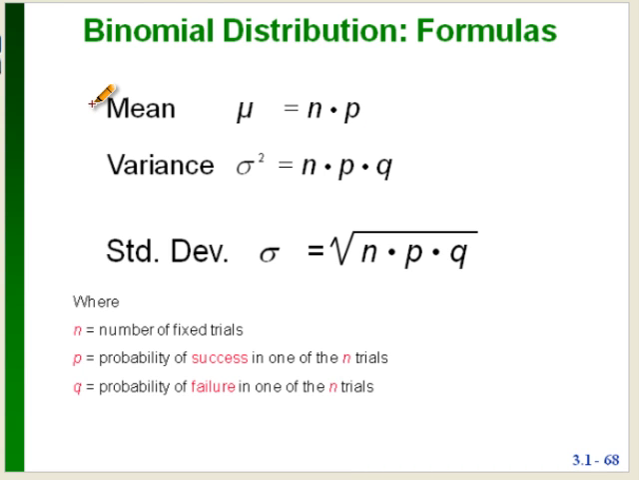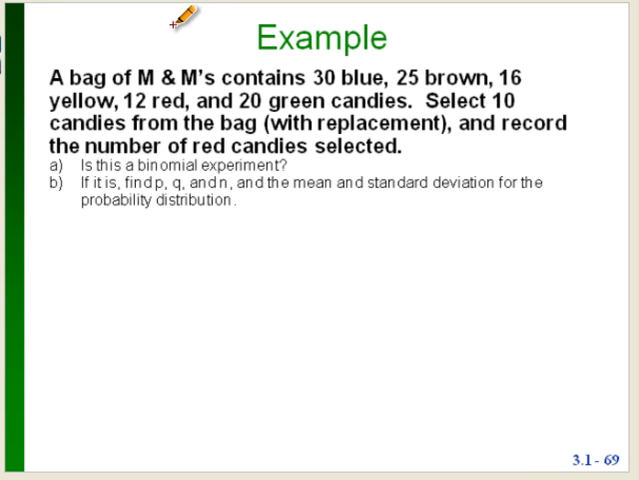Okay, this is one place where you do get to use a couple of these formulas. We'll use the mean formula and the standard deviation formula. We're actually using these because they're really easy. So remember here, n is the number of trials, p is the probability of success, q is the probability of failure. So for your mean, you just take and multiply n times p. For your standard deviation, multiply n times p times q, and then take the square root. Pretty easy.